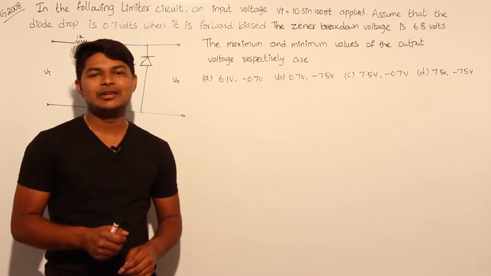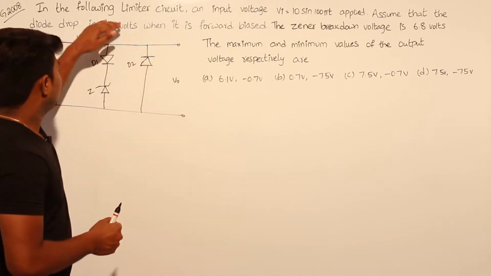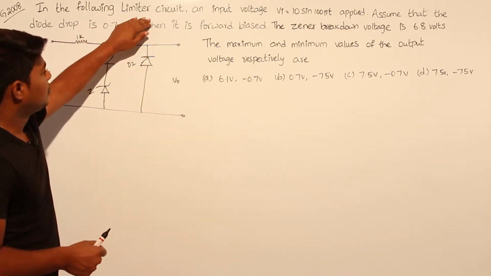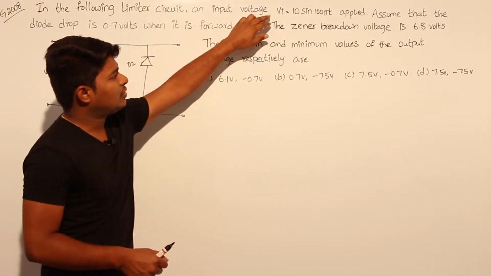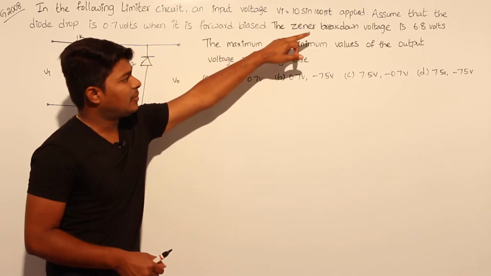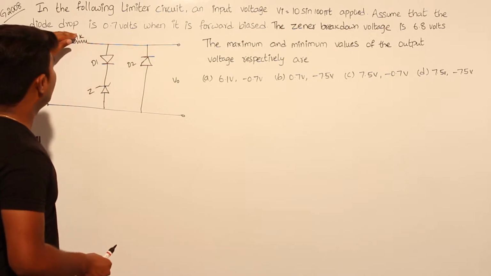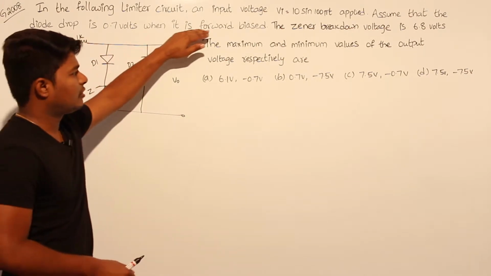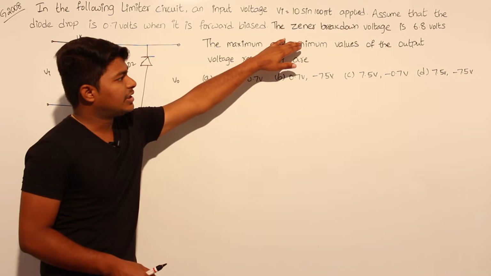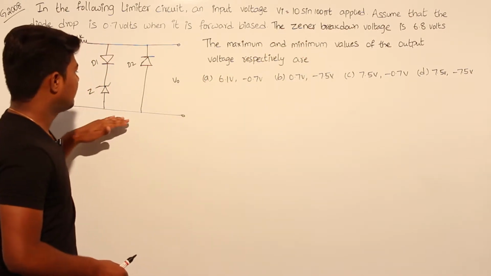This question is given in GATE 2008. In the following limiter circuit, an input voltage Vi equal to 10 sin 100 pi t is applied. Assume that the diode drop is 0.7 volts when it is forward biased. The Zener breakdown voltage is 6.8. They have given the circuit.